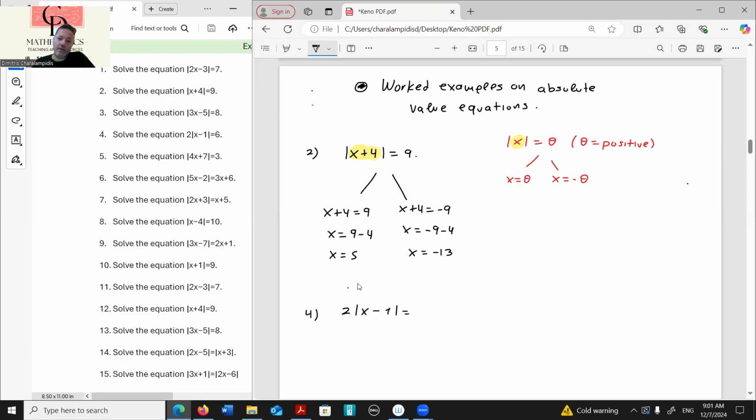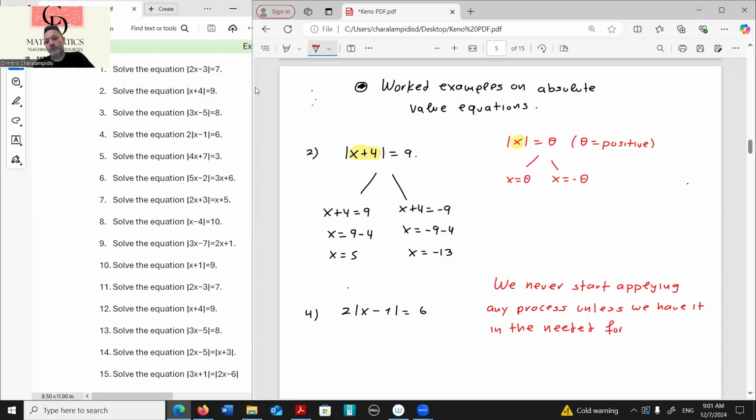Absolute value of 2x minus 1 equals 6. Another thing that we have said already, either in class or in one of my videos, is that we never start applying any process unless we have it in the needed form, which is absolute value of something equals to a number.